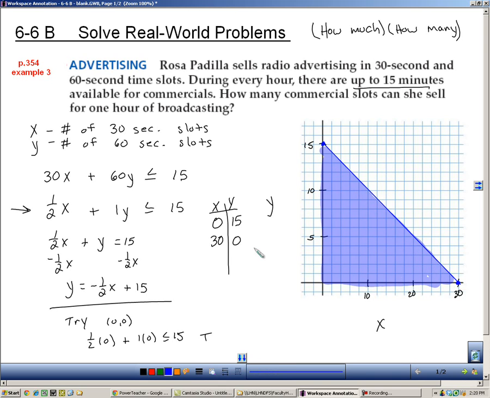So there's my graph of this inequality. Now what does it tell us? It tells us that any of these combinations in the blue will work. So we could buy 10 30-second time slots and 9 60 seconds. We could do that.